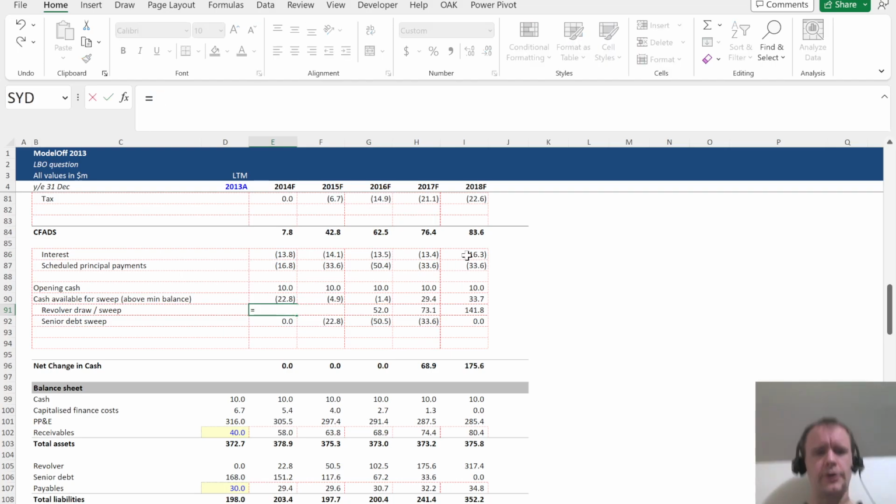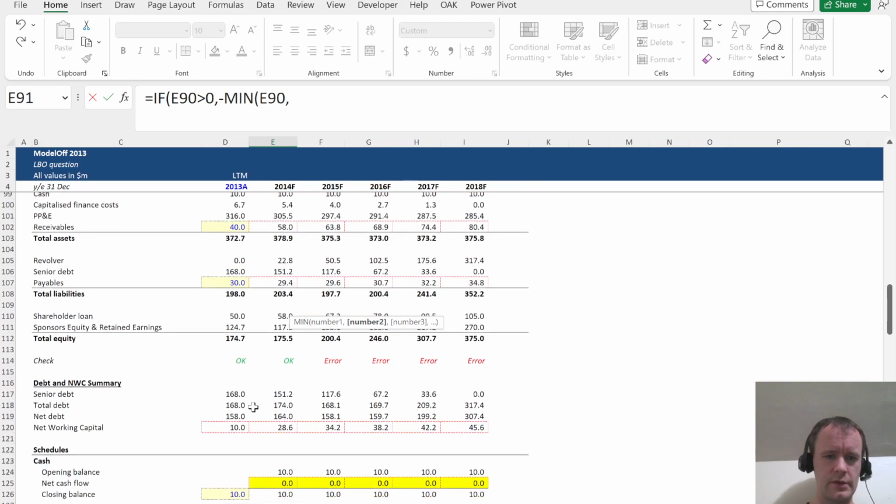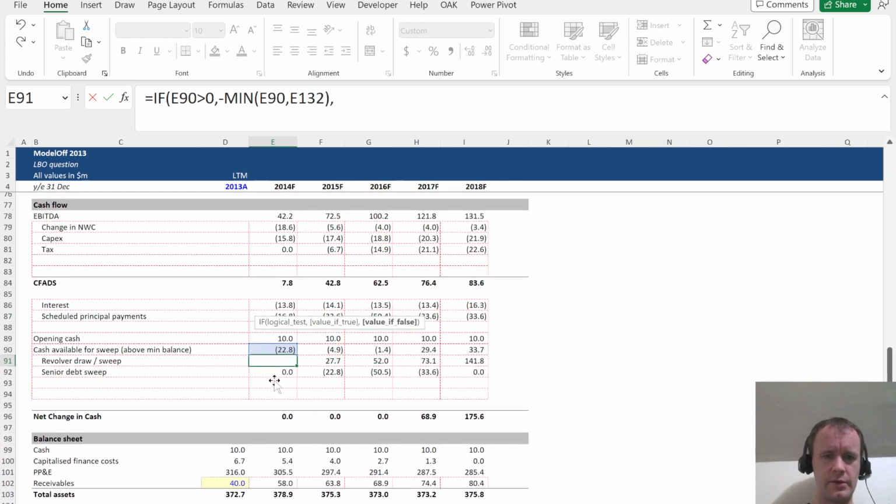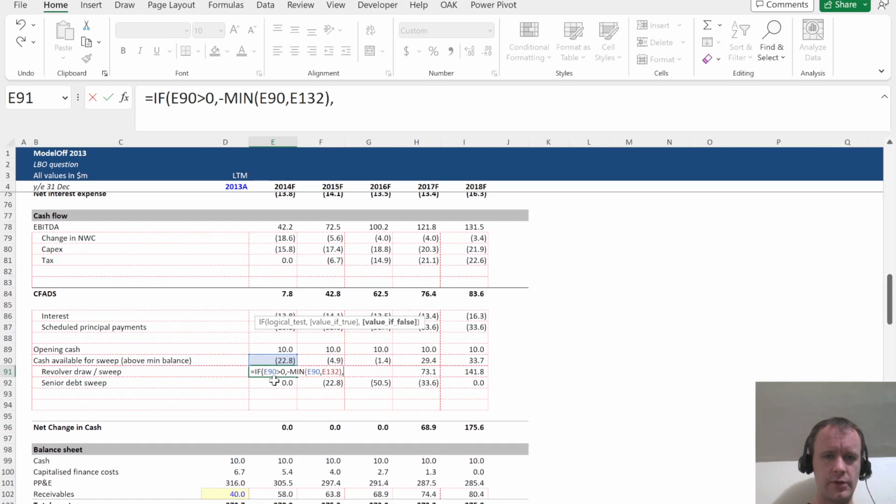I know that there are simpler ways to do this, but I'm just going to spell it out longhand. So I'm going to say if this is greater than 0, in other words, if I have positive cash flow, then I'm going to sweep to the revolver to the tune of minus the min of this and this. And if it's negative, then I'm going to have to pay it off with the revolver, so just minus that.